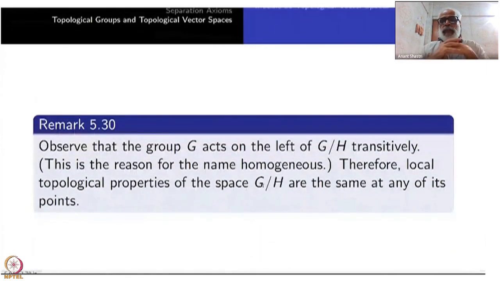Observe that G acts on the left of G by H. On the right cosets, it acts on the left. Okay, this is the reason for the name homogeneous, because the action is transitive. What does it mean to be transitive? Given any two cosets here, there is an element of G, such that g of that will be the other coset. So one point is taken to the other point. Any two points are related by the action. Or the orbit space of this by this action will be just one single element. So that is the meaning of transitivity. Okay, when you have such actions on a space, that space is called homogeneous. Okay, that is the reason for homogeneity.